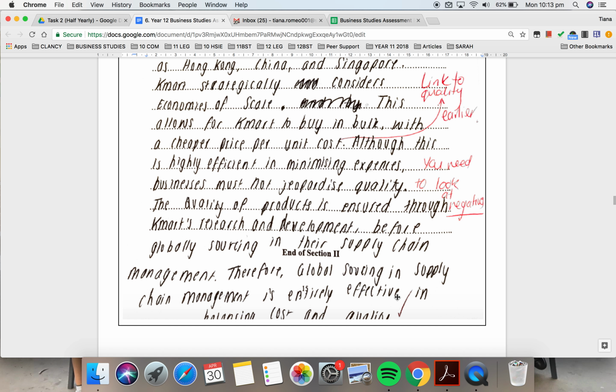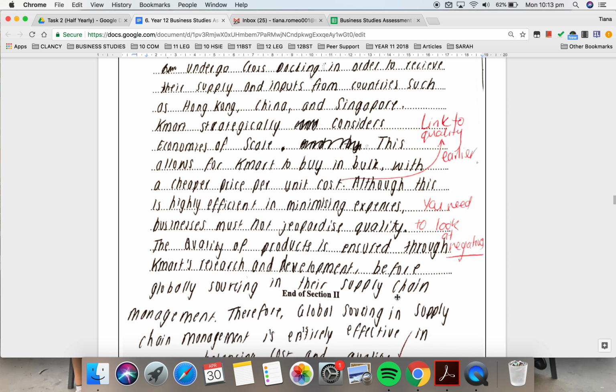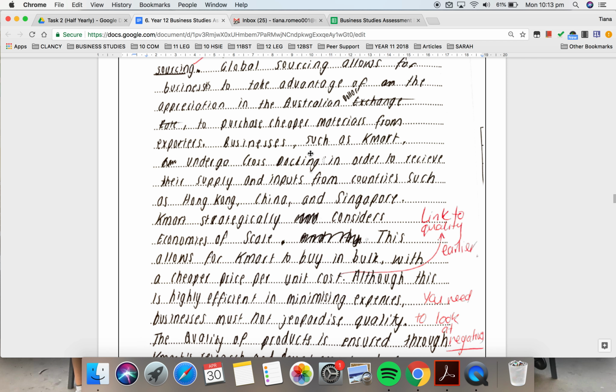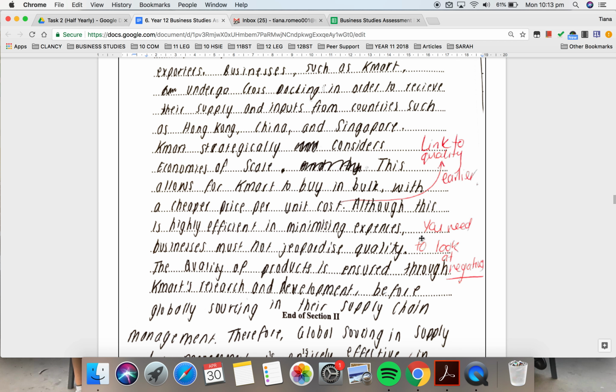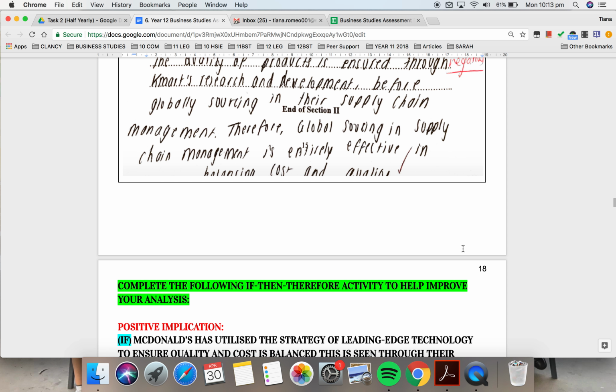Now, again, this response isn't perfect. It doesn't show the negatives. It doesn't show how sometimes getting a cheaper price per unit can result in less quality or poor quality, and how it's really difficult if you are going to pay for higher quality to reduce your costs. So quality needs to be linked to a lot earlier in the response, and the student did need to look at negatives.